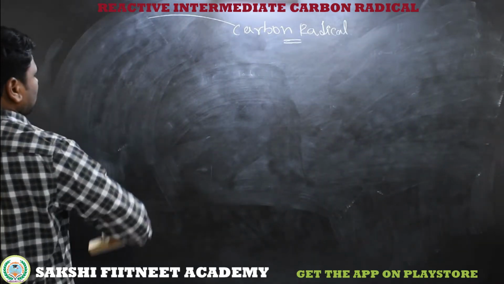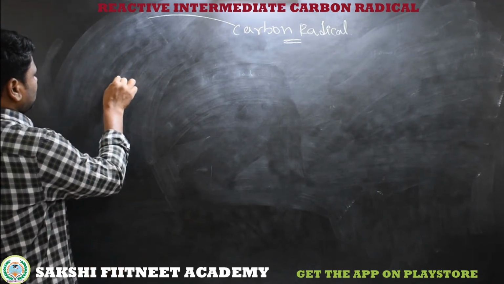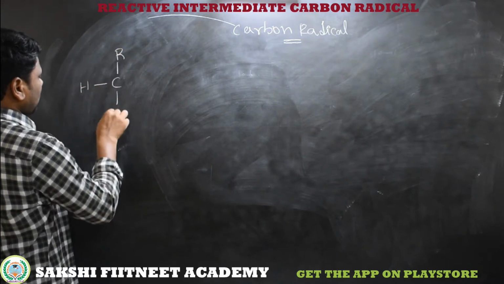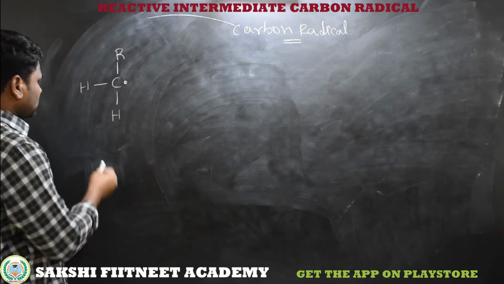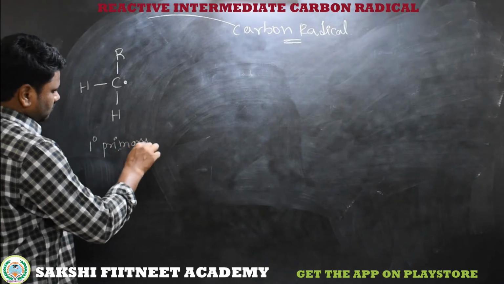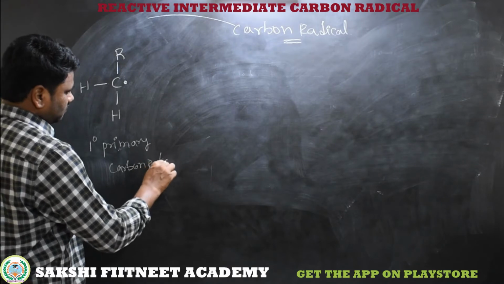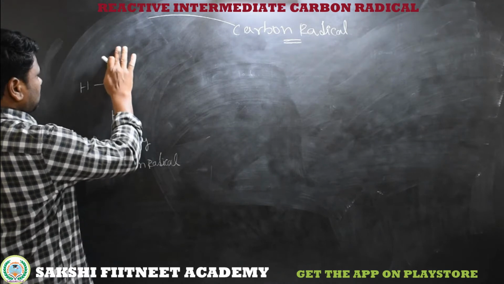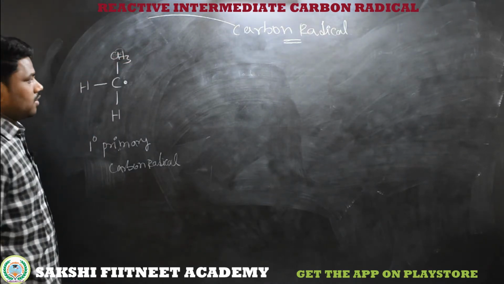So here, coming to the types, a major classification. Here the carbon which has 1 alkyl group and 2 hydrogens with a radical is called a primary carbon radical. Here instead of R I am just representing CH3. This is a carbon group.